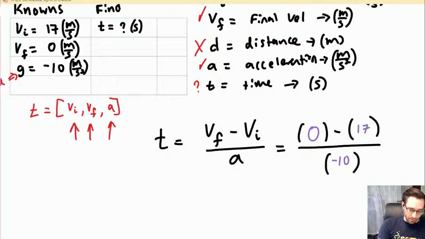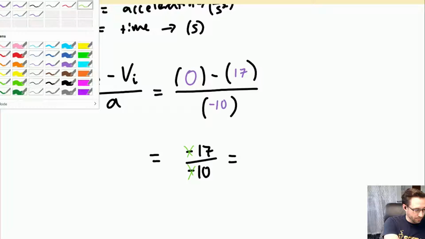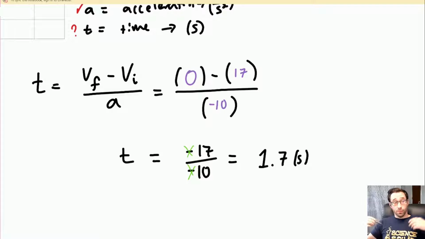So what I end up getting is negative 17 divided by negative 10, which is, the negative and the negative cancel out. So it's going to be 17 divided by 10, and I get 1.7. That's going to be seconds. This is time. But, like we talked about at the beginning of the problem, that's only for the time going up. So the time going from the cannon to the max height, that's 1.7 seconds.